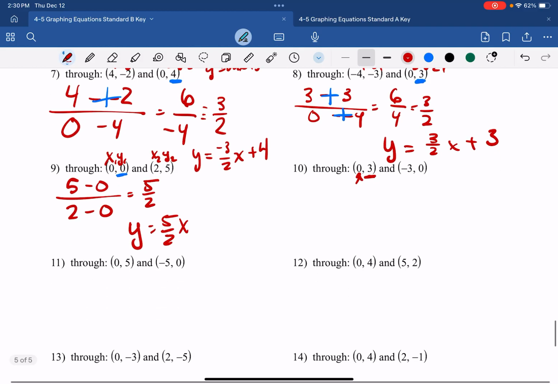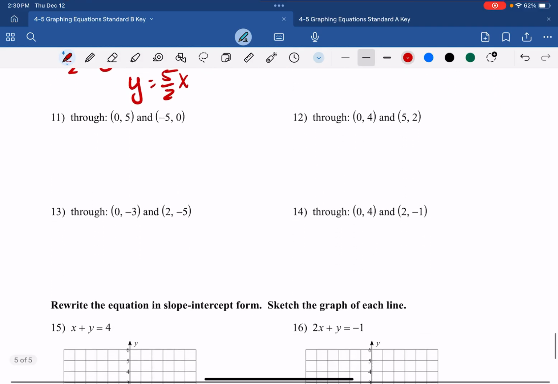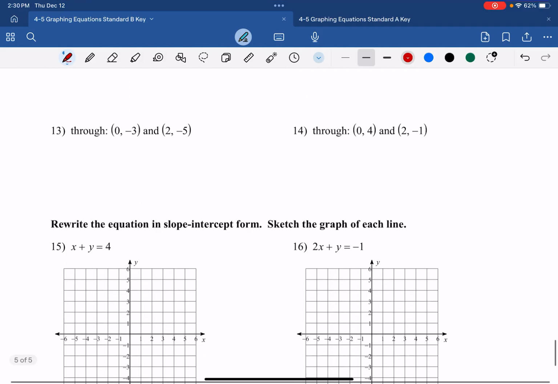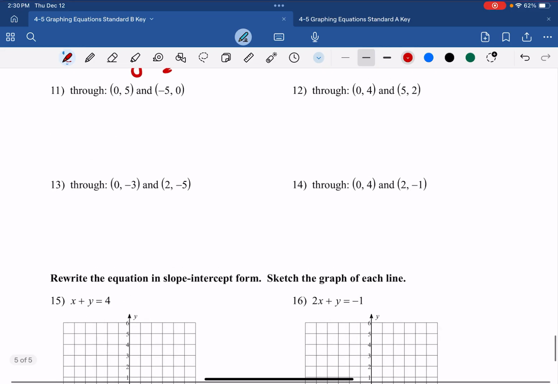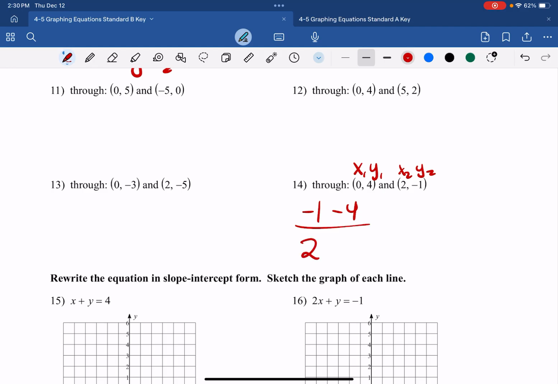Okay. All right. Last one I want to do is number 14. And then the 15 and 16 are the same as before. So x1, y1, x2, y2. So negative 1 minus 4 over 2 minus 0. So that's negative 5 halves. Okay, so negative 5 halves x. And then our y-intercept is 4, so plus 4.